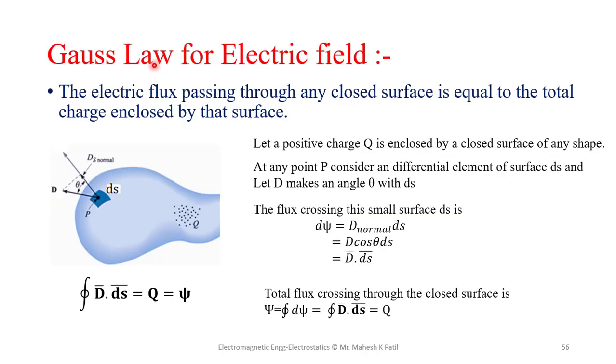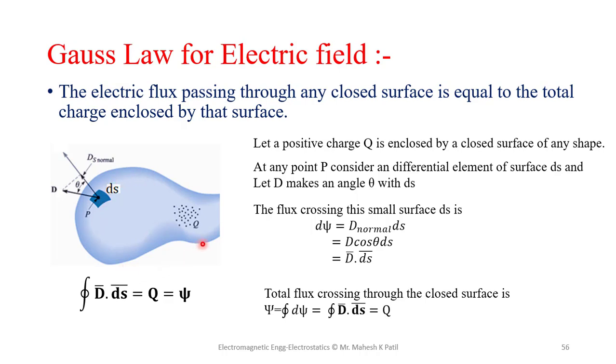Now we'll see the most important law, that is Gauss law for electric field. This law states that the electric flux passing through any closed surface is equal to the total charge enclosed by that surface. So let's consider this is any closed surface. If this closed surface contains charge q, then the total flux given out by this entire enclosed body is q, means flux is equal to the total charge contained by that closed body.